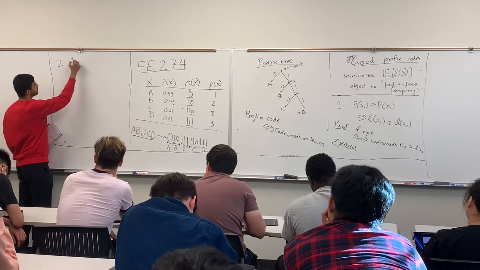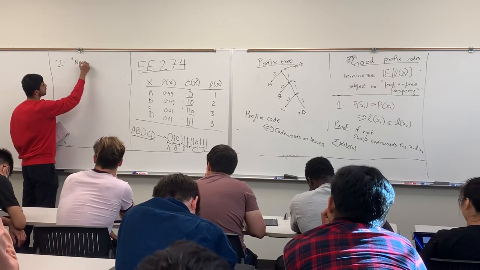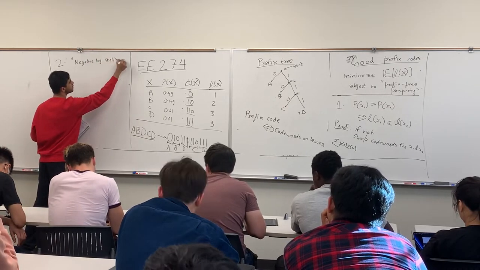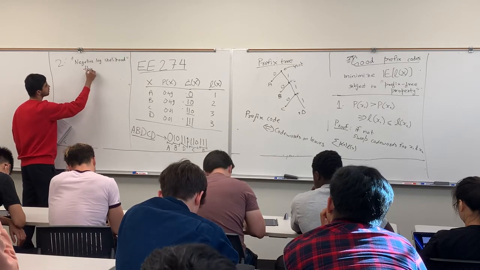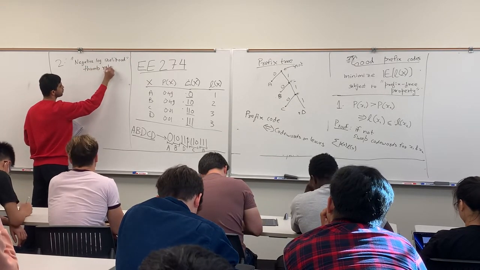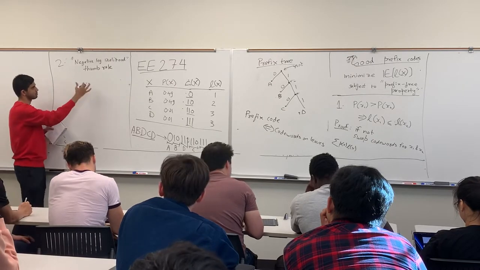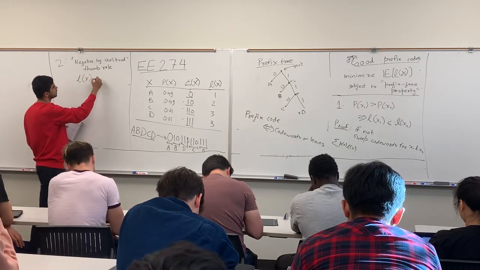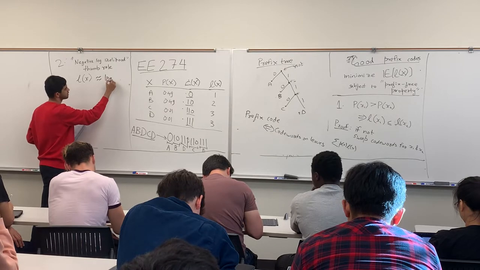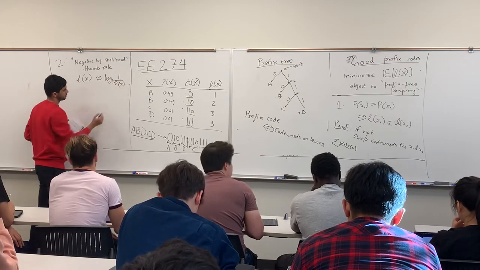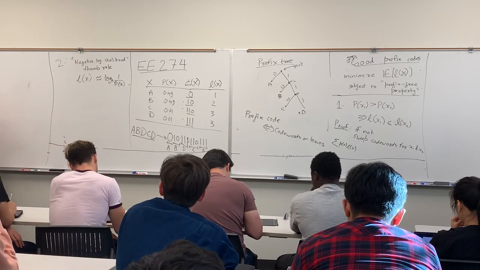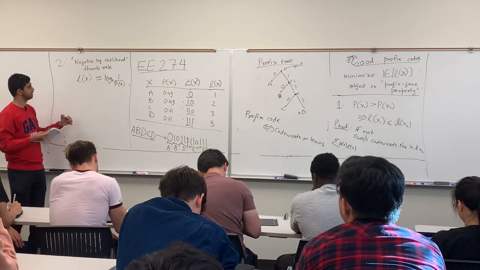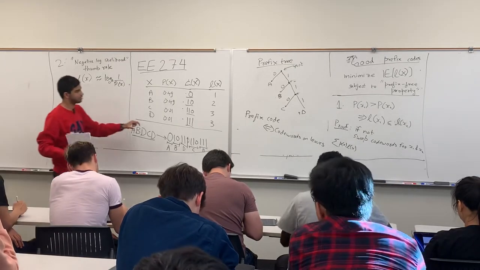Property two. You can call it the negative log likelihood thumb rule. This we will not prove for a few lectures, but it comes up a lot, so we will just state it for now. L of x is roughly equal to log base 2 of 1 over p of x. So this is like the negative log likelihood that you might have seen in other classes. And so we are just saying this is much more than this, right?